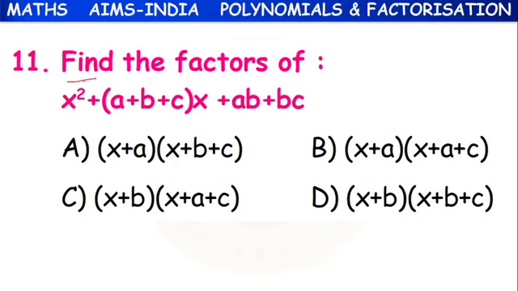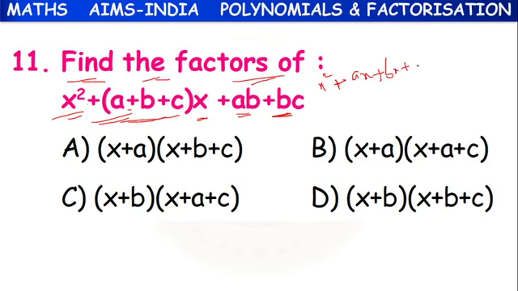Next, find the factors of x² + (a + b + c)x + (ab + bc + ca). So we have to find the factors. First we have to expand and take common terms. First we have x², then a into x, ax, b into x, bx, c into x, cx, plus ab, plus bc, plus ca. This is the expansion.